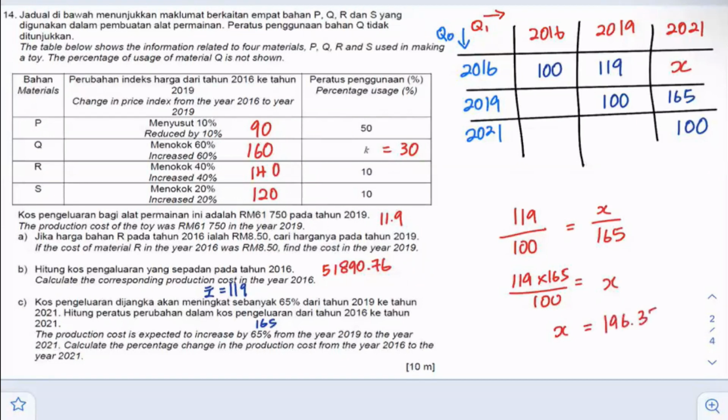So for the percentage change, we'll say it increased by 96.35%. So when it looks for percentage change, you can't leave it as 196.35. This is an index number. So when we say percentage change, we'll say increase by how many percent? So this will be 96.35%.